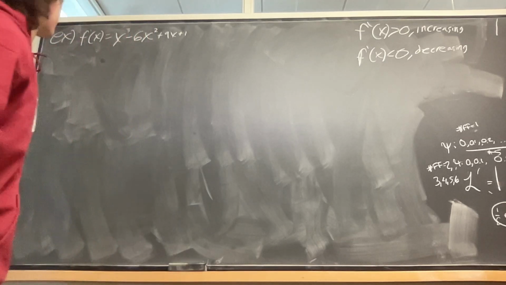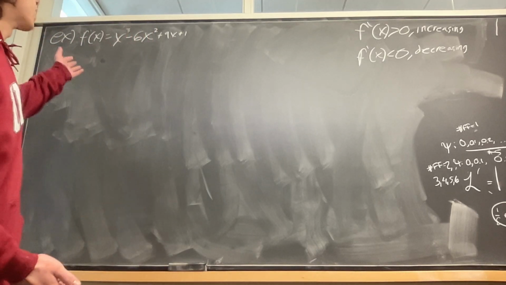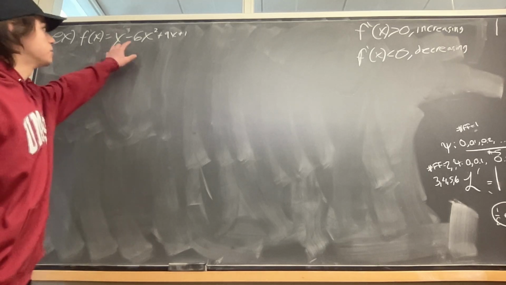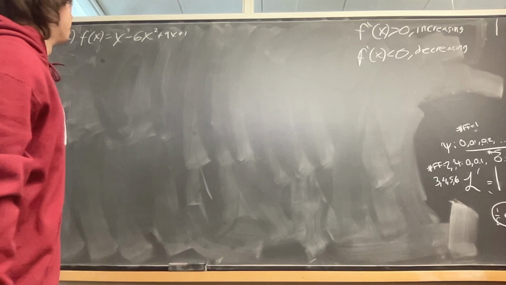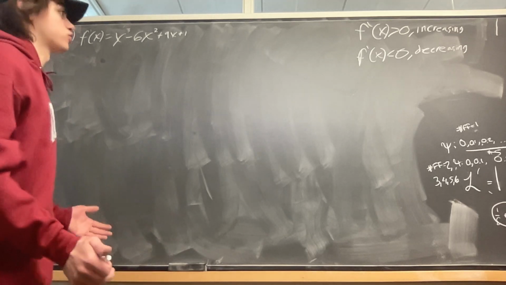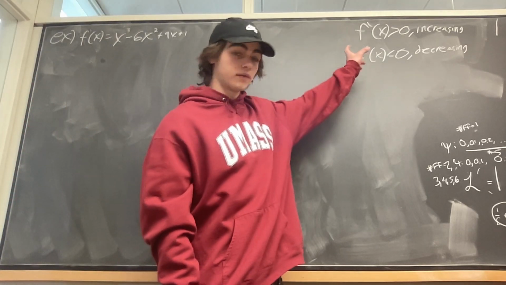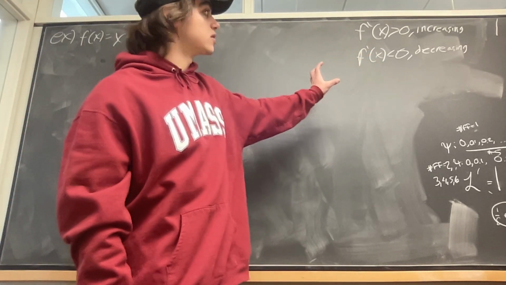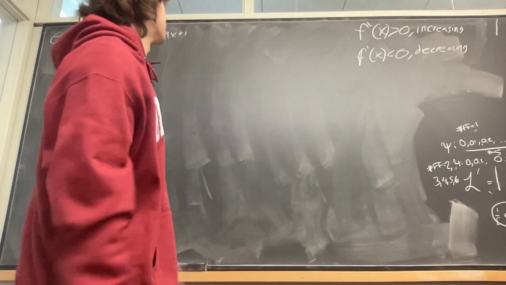All right, so how do we apply this? We're given a function f of x equals x cubed minus 6x squared plus 9x plus 1, and we are asked to find and classify all the extrema. As a reminder, when the derivative is greater than zero, the function is increasing. When the derivative is less than zero, the function is decreasing. So that's going to be important later.